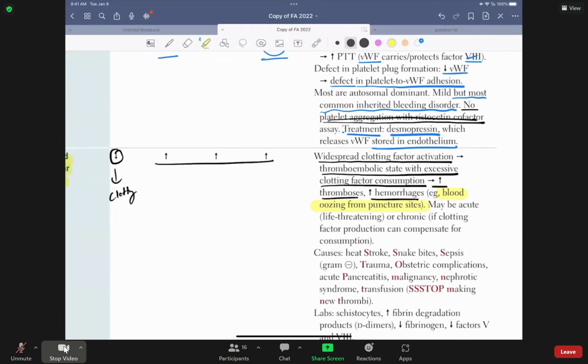So the question says this. The patient, they were trying to put in an IV line. As soon as they put in the IV line, they started bleeding through that IV line. So they're oozing through the puncture site. Is that clear, folks? So they use that word, okay? It might be acute life-threatening or chronic clotting, okay? Any of those things can be.